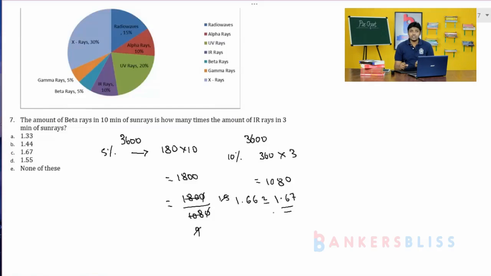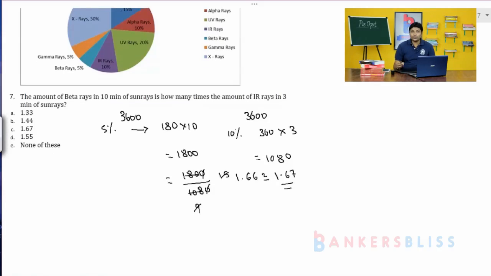We have one more method, a fantastic method. Directly you will get the answer. See here, how much time do you have to calculate? 5% is calculated on 3600. So it's a common number for both, so you will neglect the 3600 and take 5% into 10 minutes. So altogether you are getting 50%. Next, IR raise 10%, so 3 minutes. So altogether you are going to get 30%.